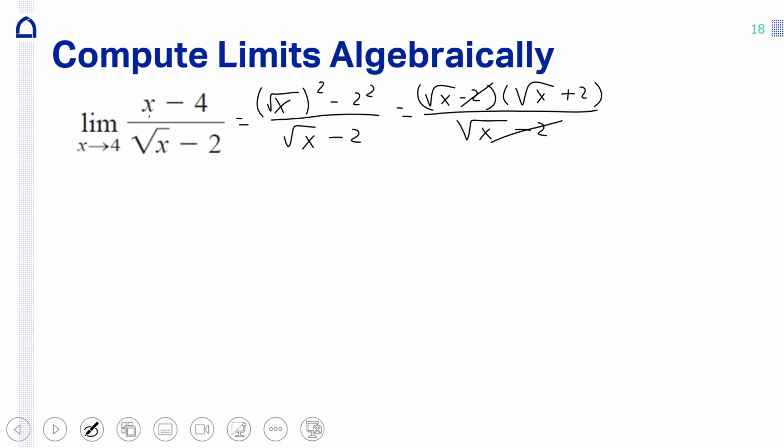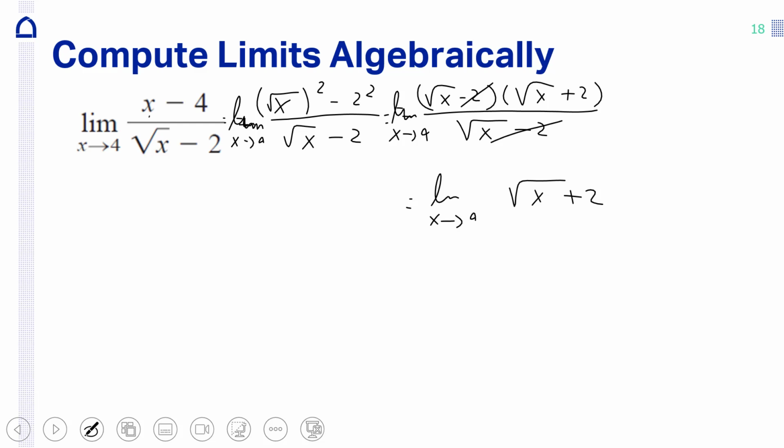You can cancel out this one with this one. Okay, I forget the limit. Now I end up with the limit as x tends to 4 of the square root of x plus 2.